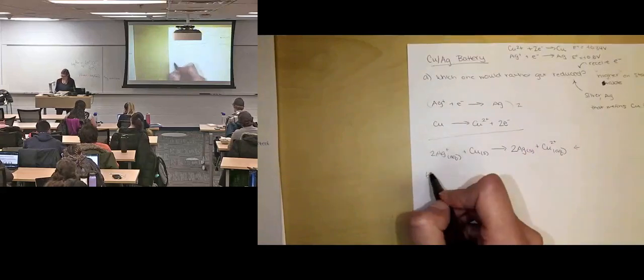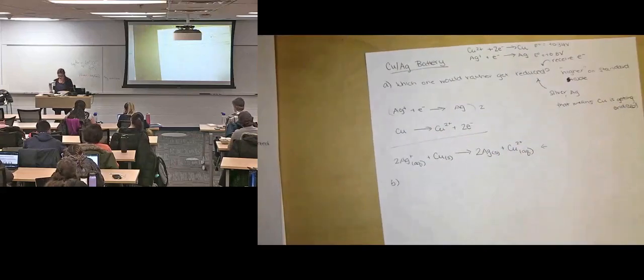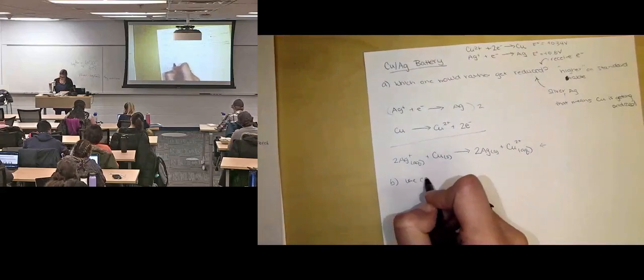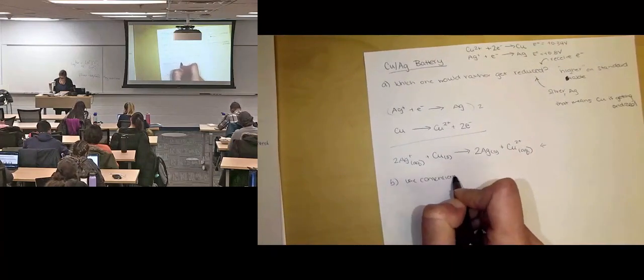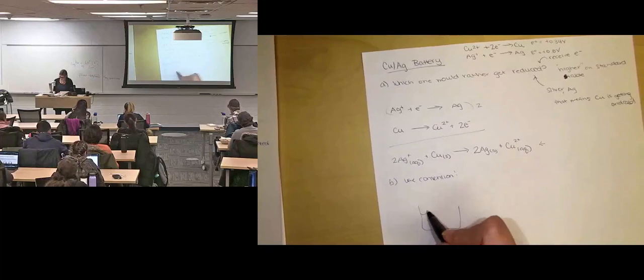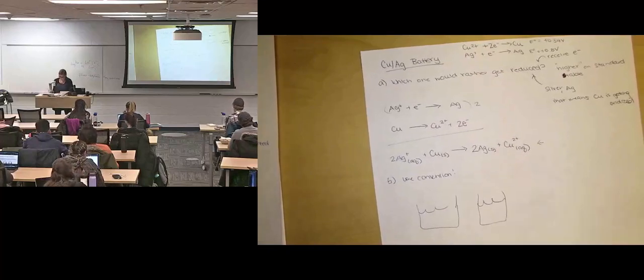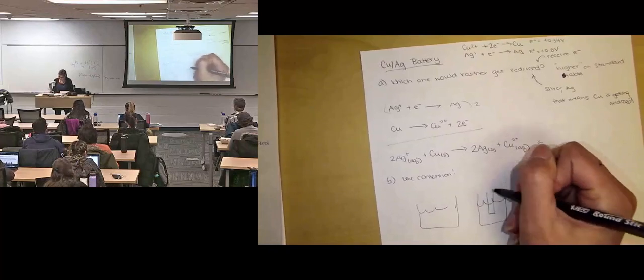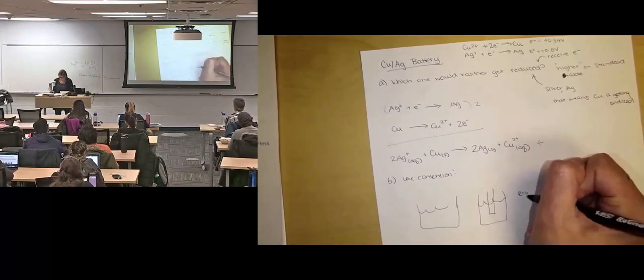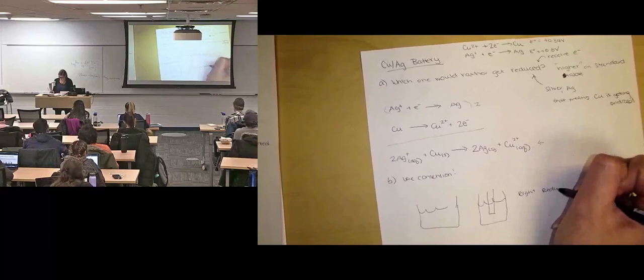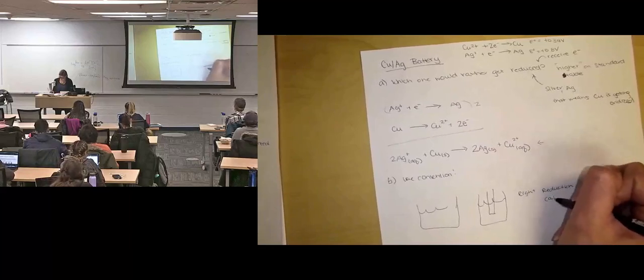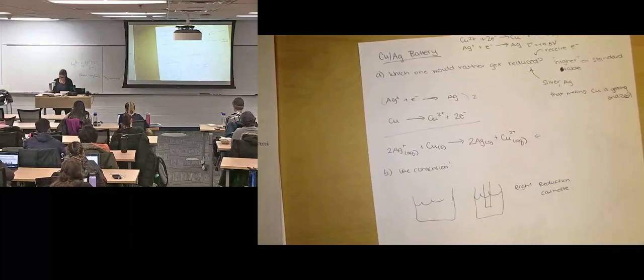B was draw a picture. So again, use convention. What should I draw on the right side? The right side is my reduction reaction. The right side is my cathode, however you want to memorize it.